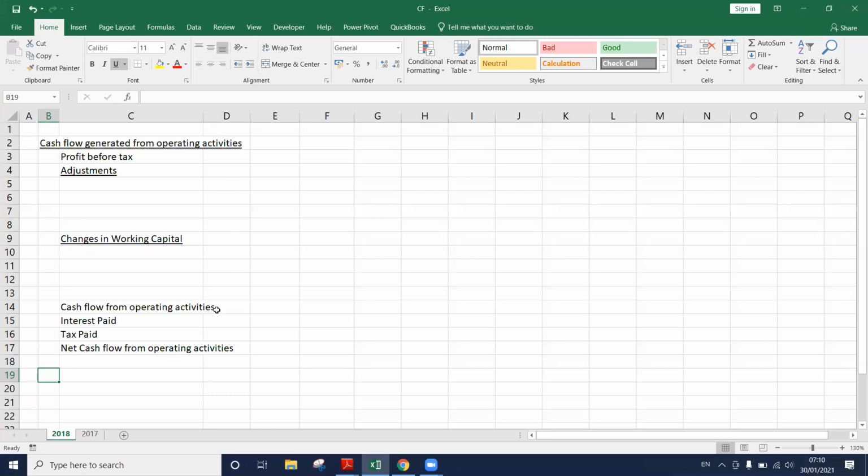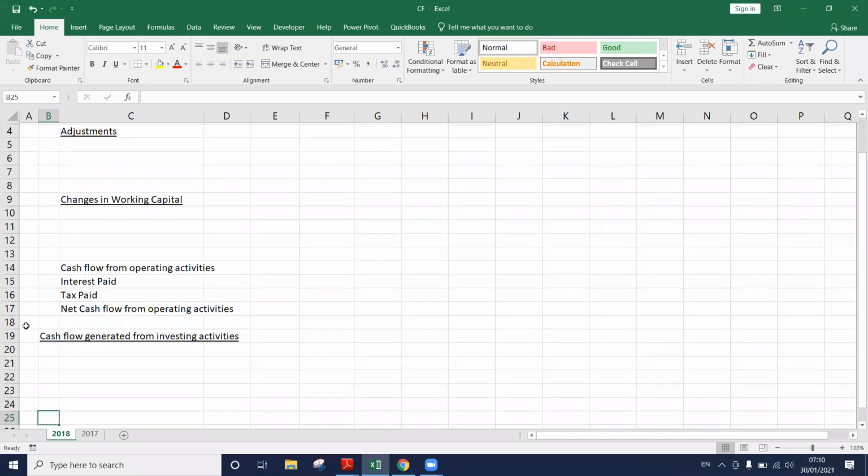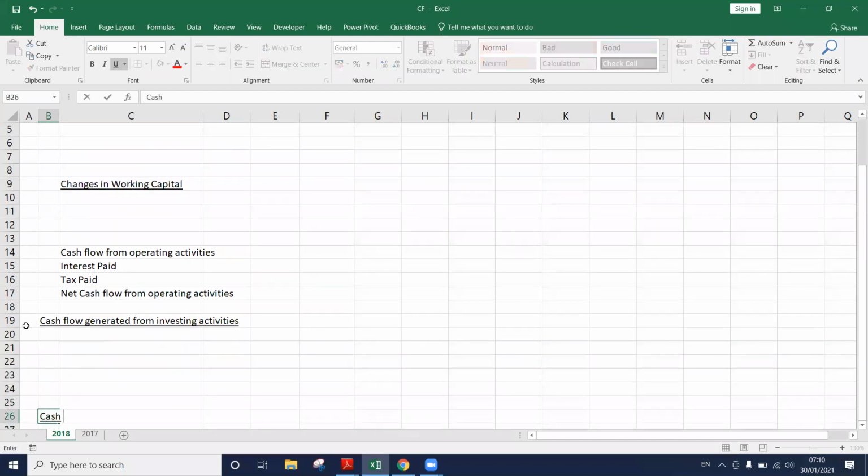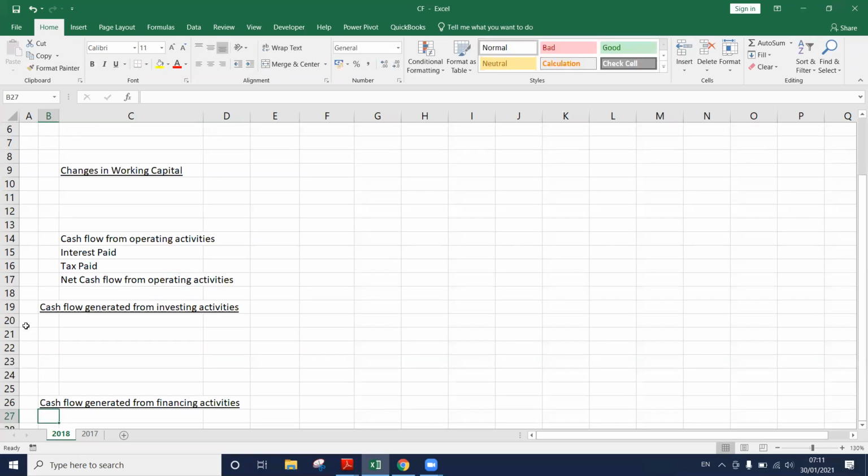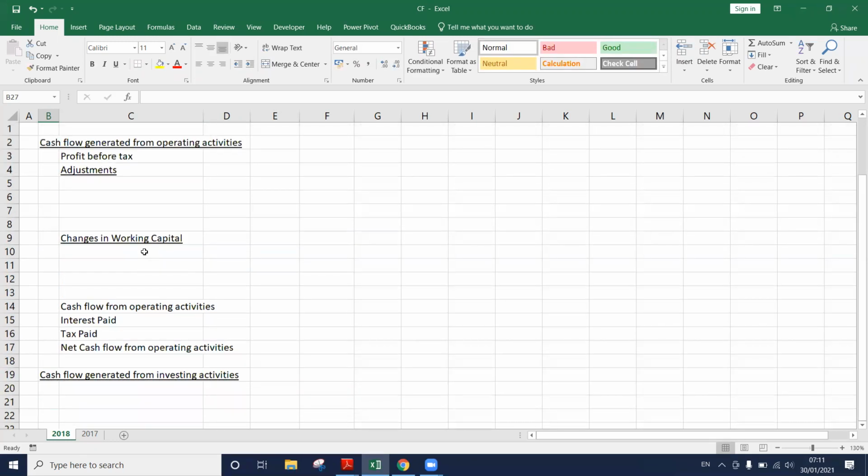What? This is the cash flow generated from operating activities, right? Because it is the indirect method, this is how we have to take it. And then the second category, cash flow generated from investing activities. Cash flows generated from investing activities. And the other one is cash flow generated from financing activities. This is what we need to prepare.